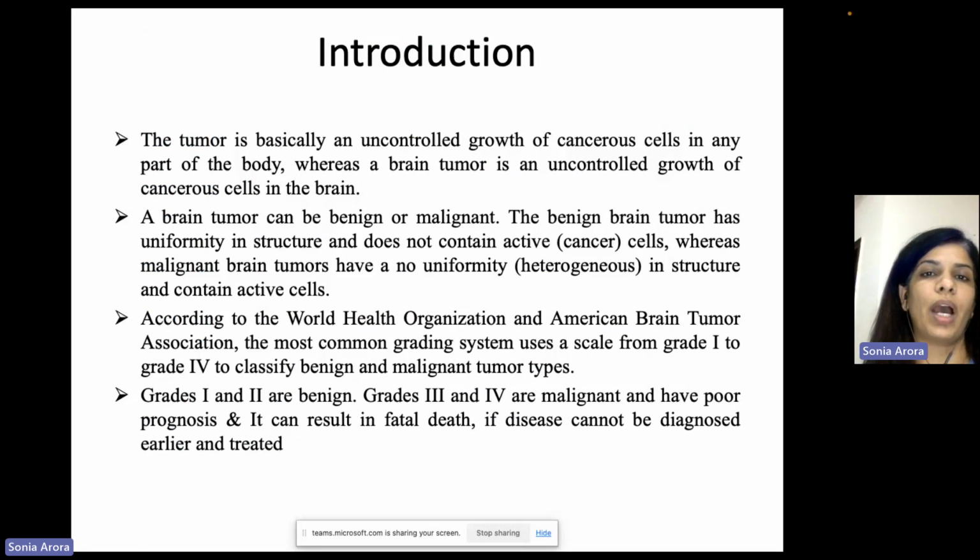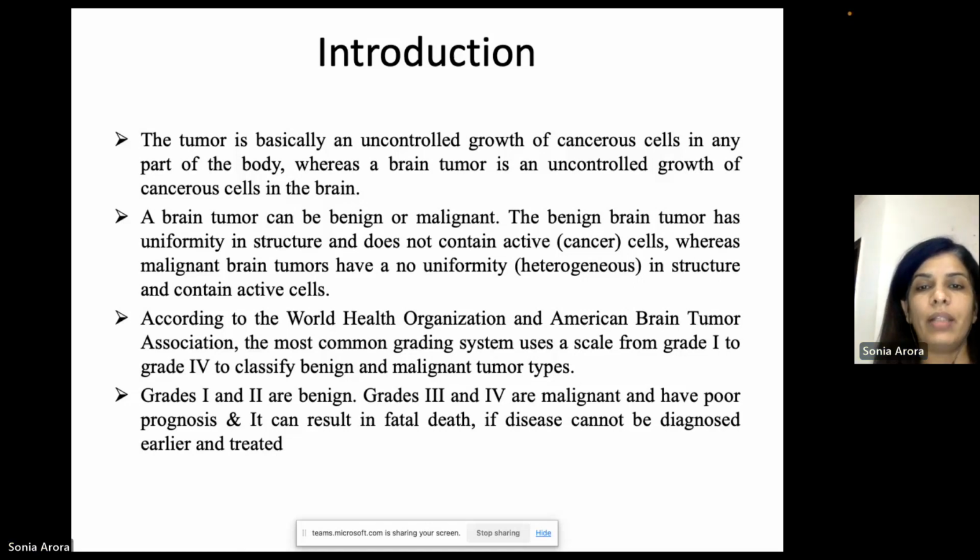Basically, a tumor is an uncontrolled growth of cancerous cells in any part of the body, whereas a brain tumor is an uncontrolled growth of cancerous cells in the brain. The brain tumor can be benign or malignant. The benign brain tumor has uniformity in its structures and does not contain active cells, whereas the malignant brain tumor has no uniformity in structures and contains active cells.